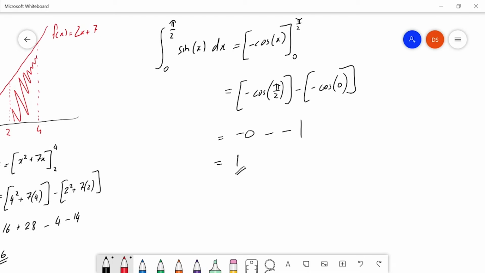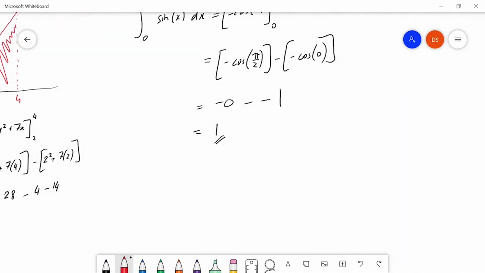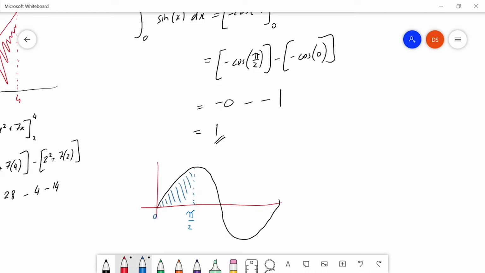And so the integral is this area here. I'm going to rough sketch it. Please don't laugh at my drawing. It's a sine curve. Okay, and we're just looking at from 0 to pi on 2. And apparently this area in here is 1, exactly. Which is kind of crazy.